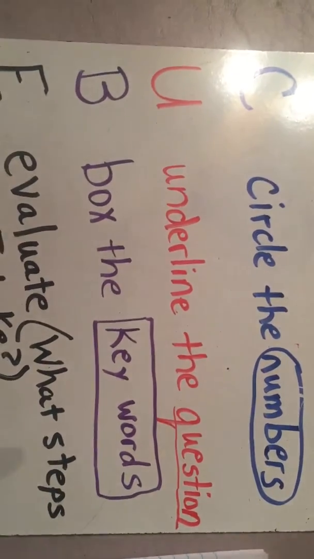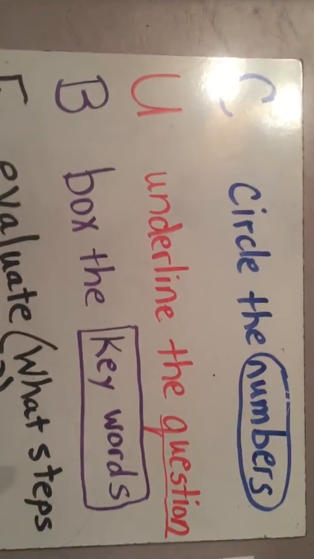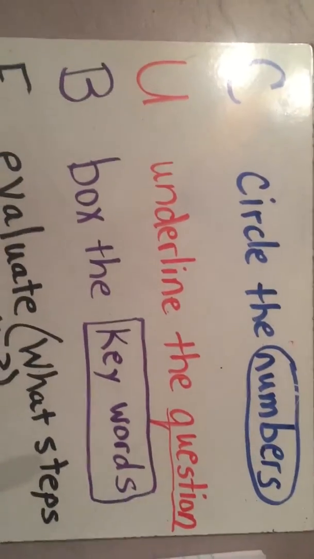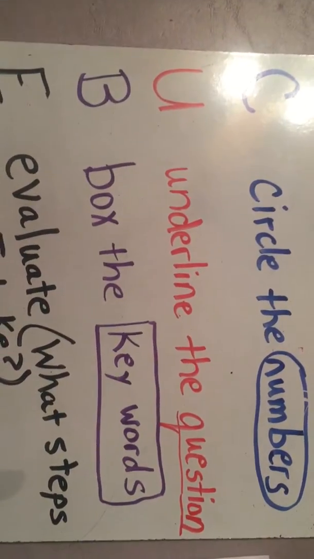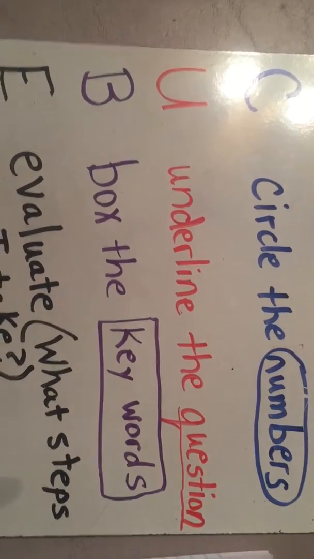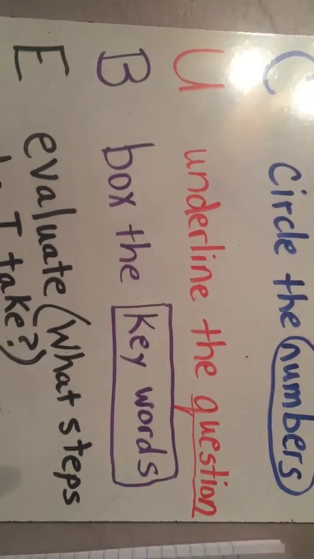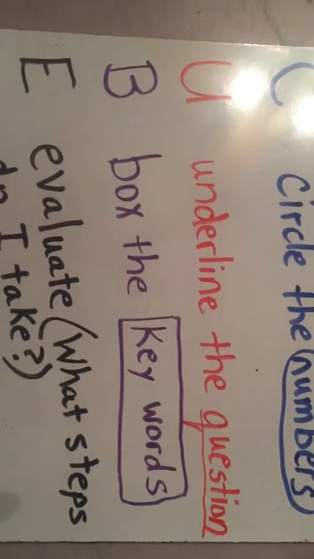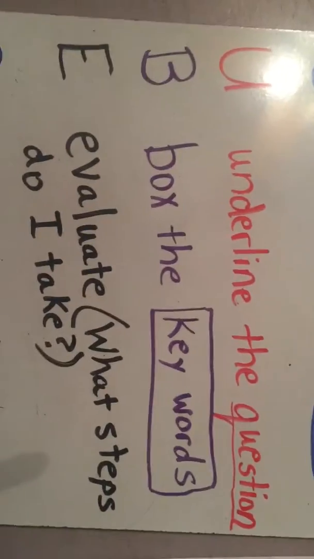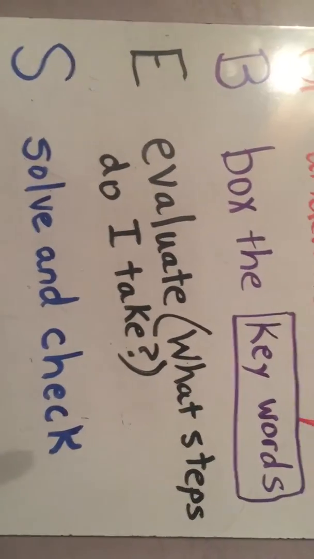We can use cubes in order to help us solve number stories. C stands for circle the numbers. U stands for underline the question. B stands for box the keywords. E stands for evaluate. What steps do I take? And S stands for solve and check. Let's do one together.